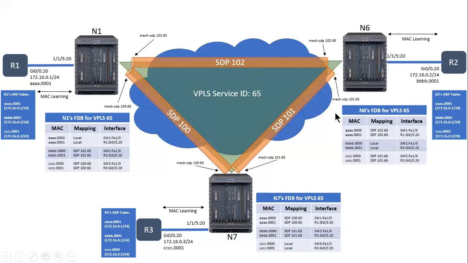So again, from the service provider's perspective, in order to deploy a VPLS, each provider edge router has to maintain the MAC address table, or I shouldn't call it a MAC address table. Each provider edge router has to maintain a forwarding database for the VPLS.